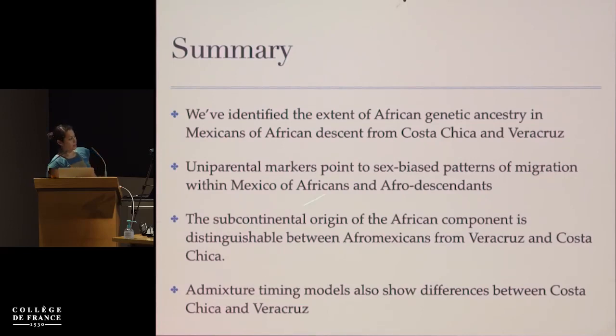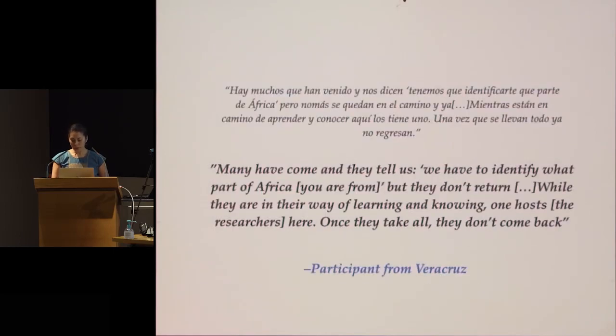And well, this admixture model also shows some differences, although I think there's a lot of work to do in that direction to really capture how admixture was happening in these two groups. And in the last few minutes, I want to talk more about the interaction with participants, how it happens, because I think that sometimes we forget that aspect in these meetings. We just focus on the science, but these are people with life histories we're talking about.